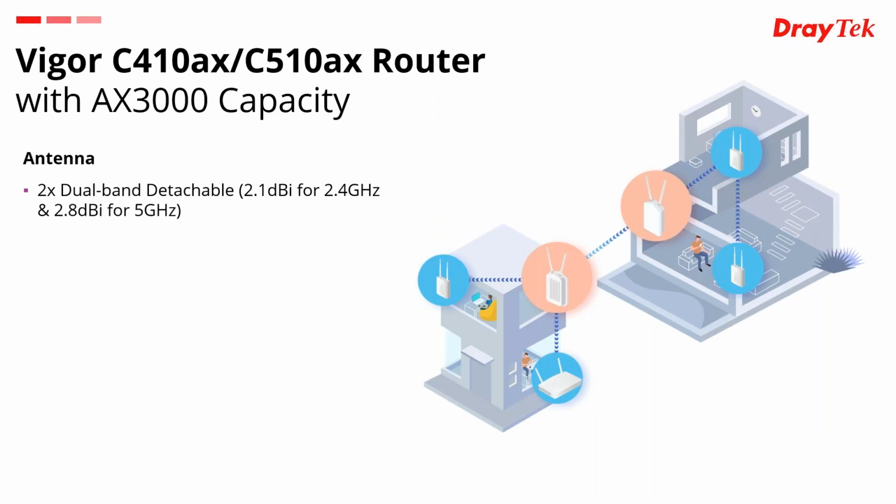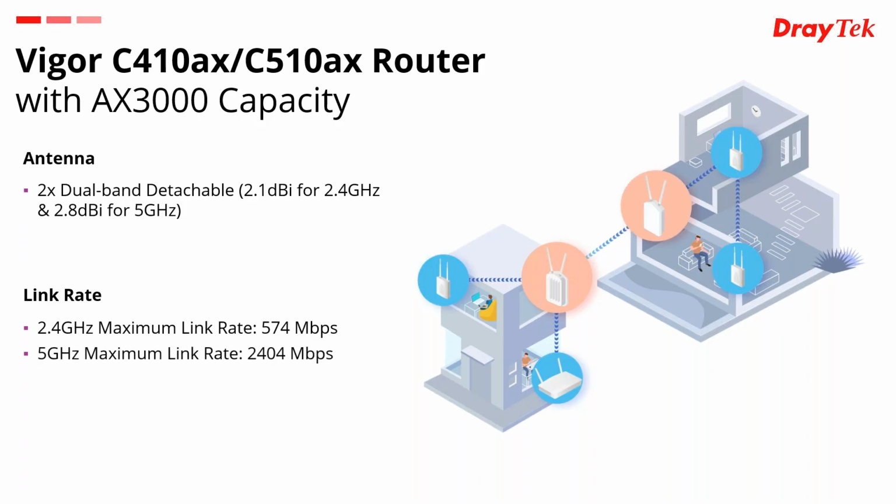So what's on board as well? Well, we've got the AX3000 Wi-Fi, so that's kind of standard now for DrayTek devices. And the C410 and C510 come with dual band detachable antennas. The link rate is on the screen, so in total it's around 3000 theoretical speed. Obviously it will be a bit slower in the real world, and if we use only 2.4 or 5G, then we would have to add the connection or split it across multiple end devices connecting there.